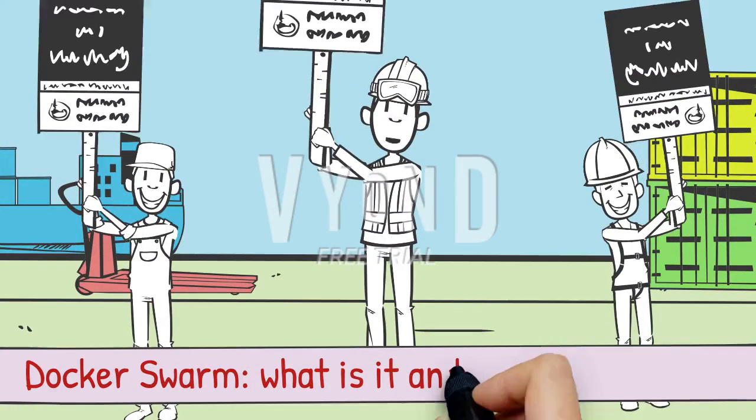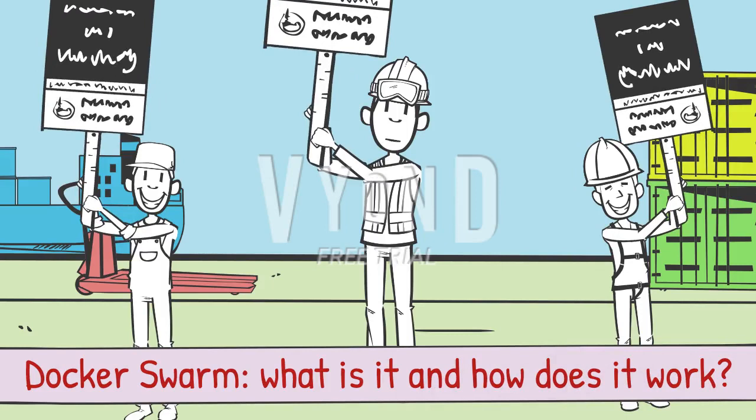Docker Swarm is a tool for clustering and orchestrating Docker containers. It allows developers to create and manage a swarm of Docker nodes, which can host and run containerized applications across a cluster of machines. Here's how Docker Swarm works. 1. Initialize the swarm. A single Docker node is designated as the swarm manager, and it is responsible for managing the other nodes in the cluster.